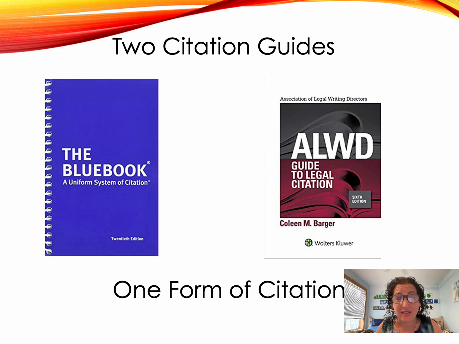So as you can see, there are two primary citation guides for legal writers. One is the Blue Book, which is the one we're primarily using. The other is the ALWD Guide to Legal Citation. It doesn't matter which one you use because there is one form of legal citation. Both manuals should get you to the same result.